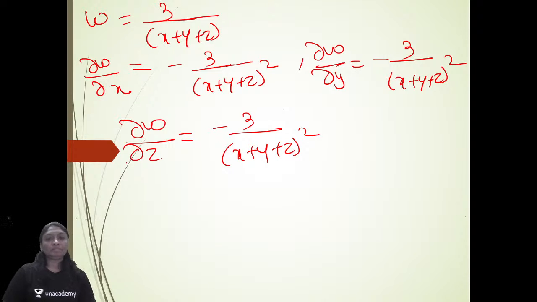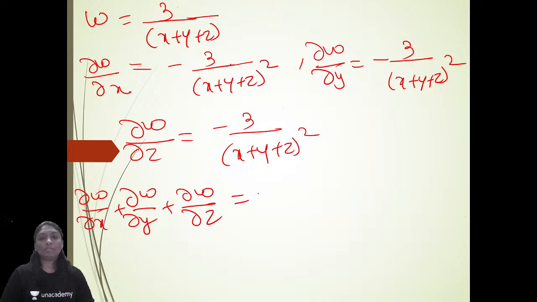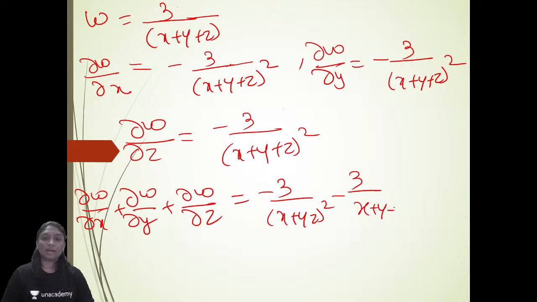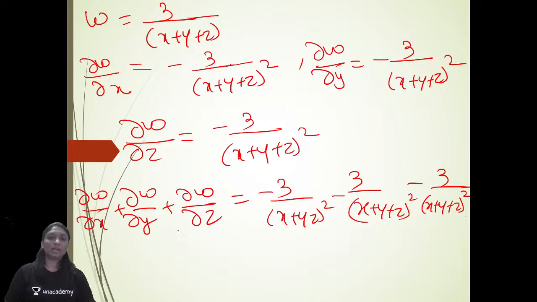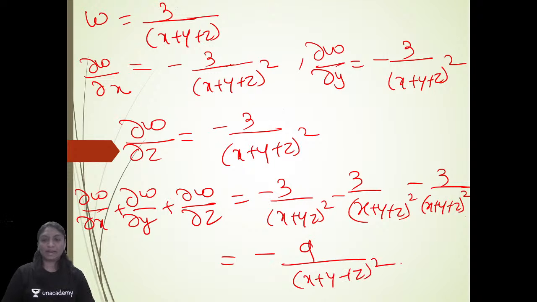So here you will get the final answer. Now dw by dx plus dw by dy plus dw by dz, you will get minus 3 upon x plus y plus z bracket square, minus 3 upon x plus y plus z bracket square, minus 3 upon x plus y plus z bracket square. So ultimately you will get minus 9 upon x plus y plus z bracket square. That is what we wanted to prove. Okay, so it is proved. I hope you clearly understood how to differentiate this partially with respect to x, y and z.